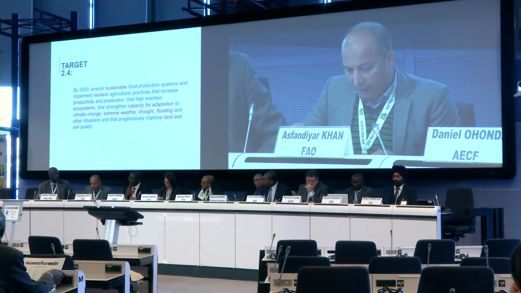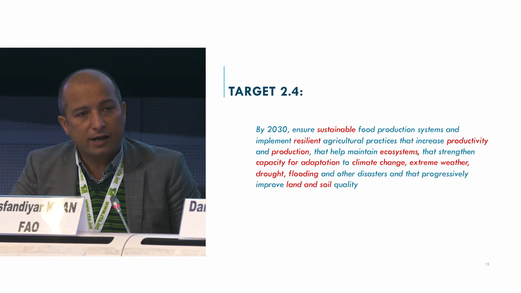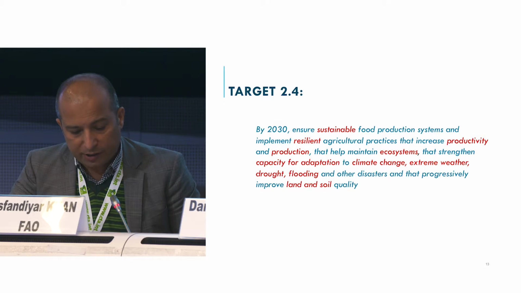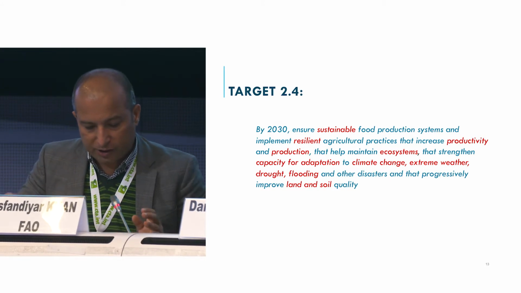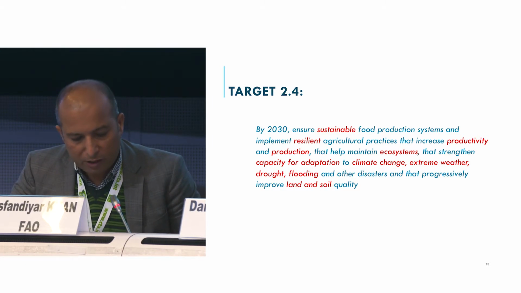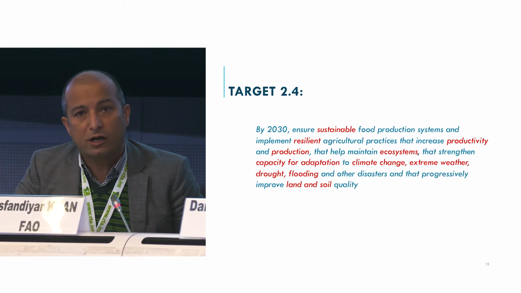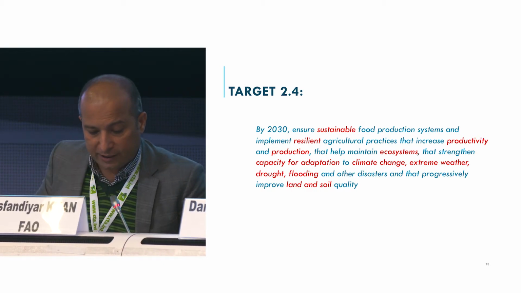With this, I come to an end as for the first part of my presentation is concerned, which was the overall performance as for the FAO custodian SDG indicators are concerned. Target 2.4 is basically, as you can see here, I highlighted the key aspects captured in this target in red: sustainable food production system, resilient agriculture practices, productivity, production, et cetera, et cetera. So, as you can see here, this target requires an indicator which is multi-dimensional in its nature.